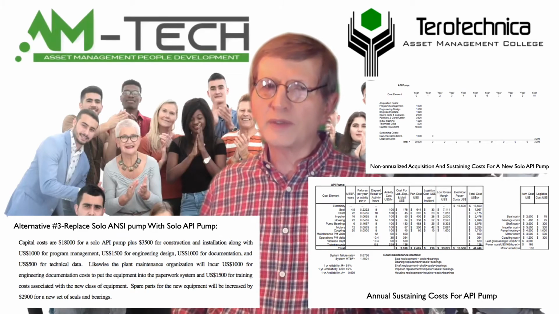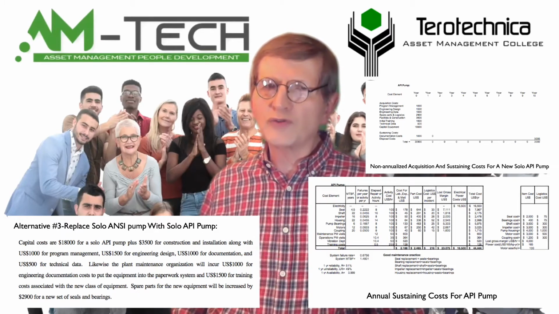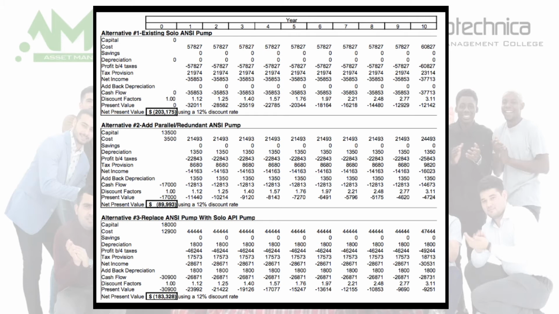In this case, the capital cost in the first year is higher at $30,900, as this is a more expensive pump. The annual cost for this option is $44,444.